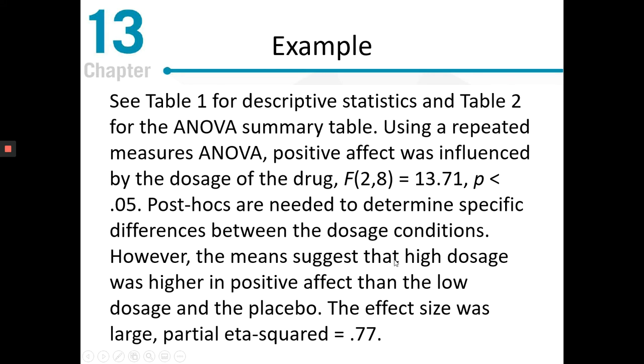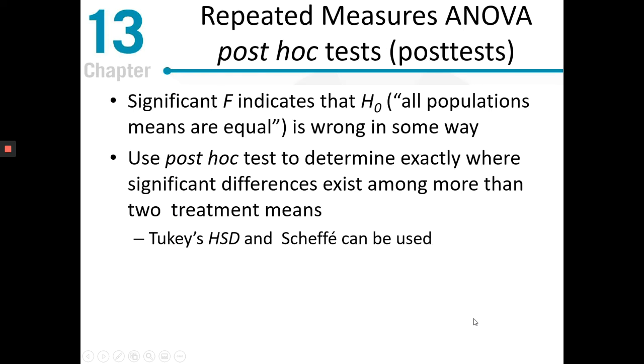And by the way, this should look pretty familiar from the one-way ANOVA. And the effect size was large, partial eta squared equals 0.77. That's what we calculated. So just to remind you, the F here, just like the F for the one-way ANOVA, is a protected test.